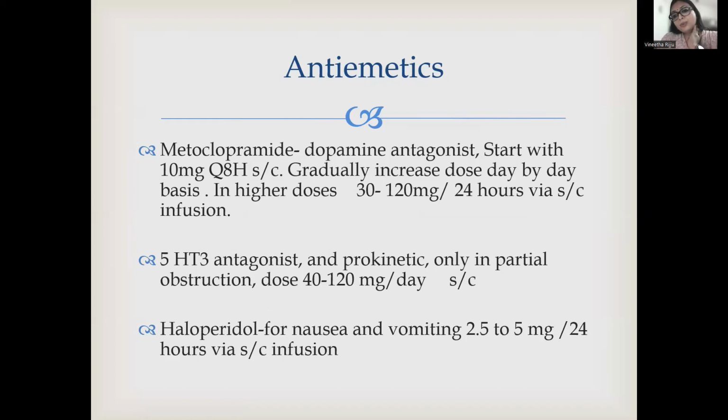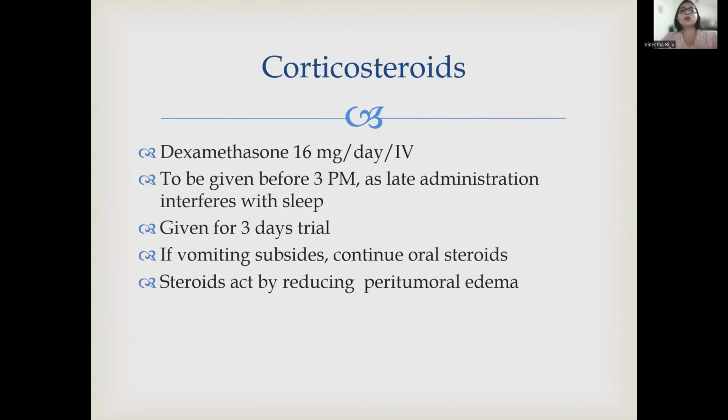You can start at about 2.5 to 5 milligram in your continuous subcutaneous infusion. Or you can even give it 8-hourly if you do not have a facility to start continuous subcutaneous infusions. Now, corticosteroid is here. Dexamethasone is advised 16 milligram to about 24. Sometimes it is given up to even 28 milligrams per day, and generally given in the earlier part, before evening, and it is given as a 3-day trial.